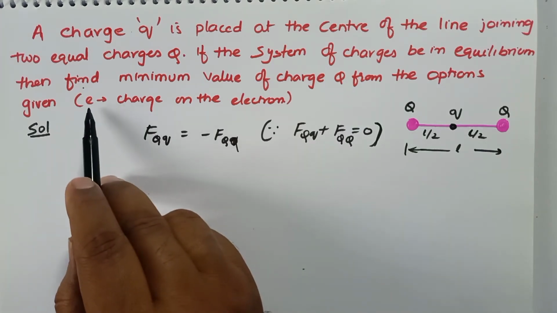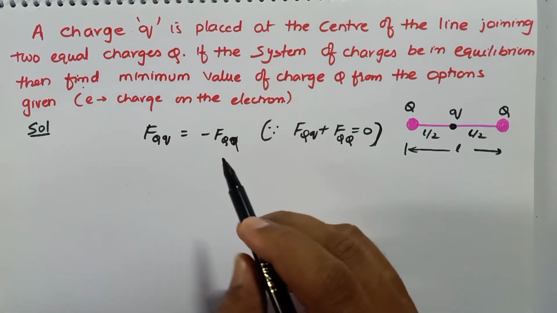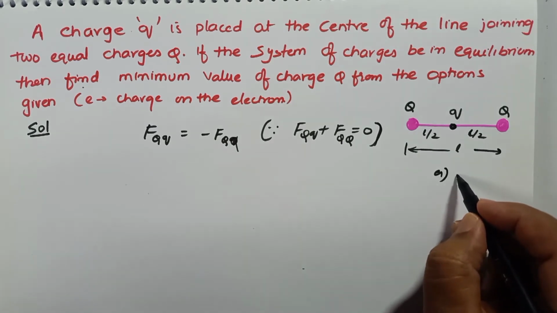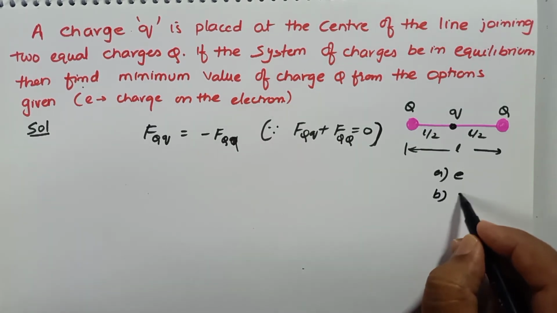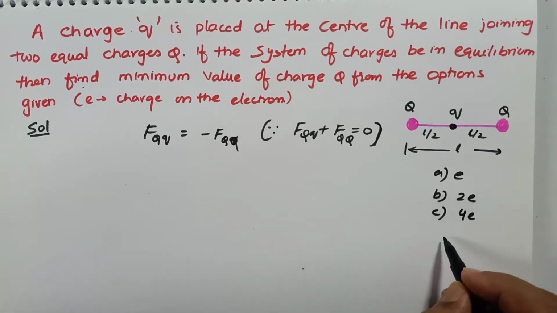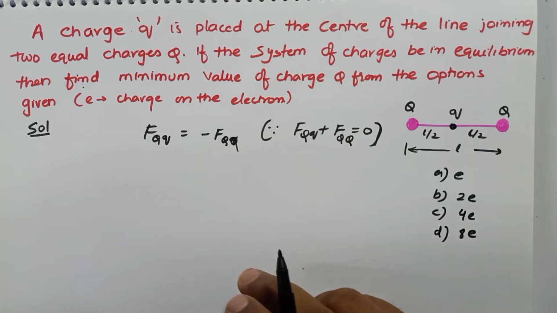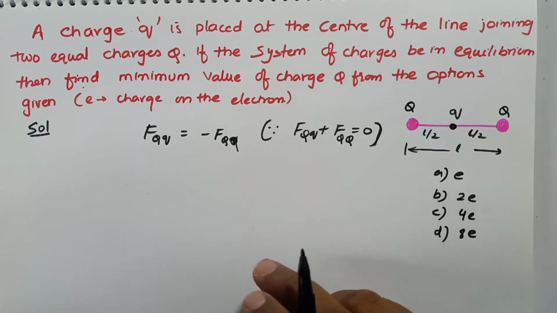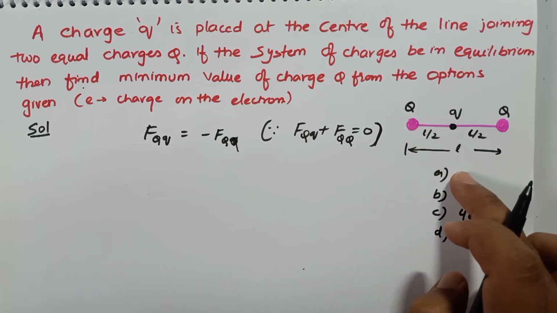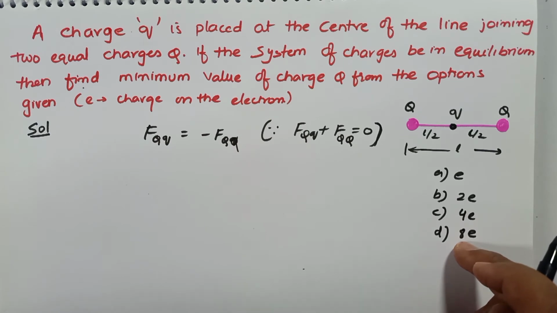Okay, so it is given that e is the charge on the electron, and the four options are given as follows here. The first option is e, second option is 2e, third option is 4e, and fourth option is 8e. So we have to find out the value of Q here. How are you going to find out the value of Q? How much is the value of capital Q here? Is it e, 2e, 4e or 8e? So this is the question here.